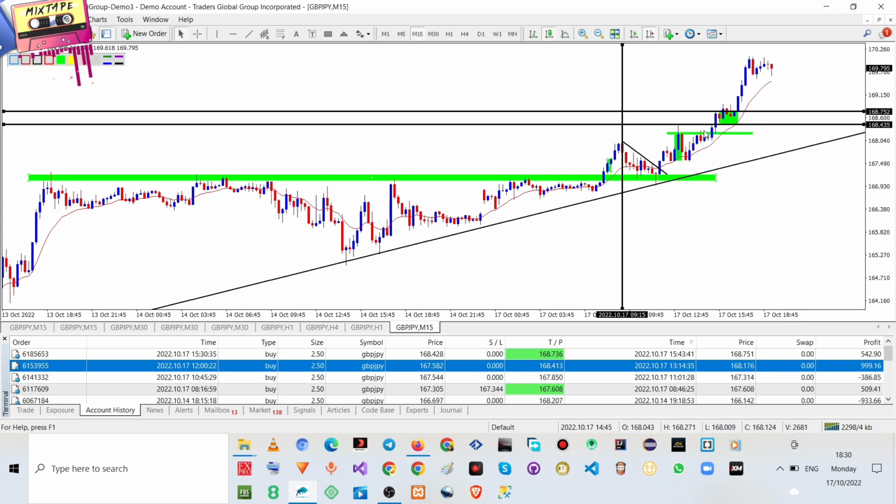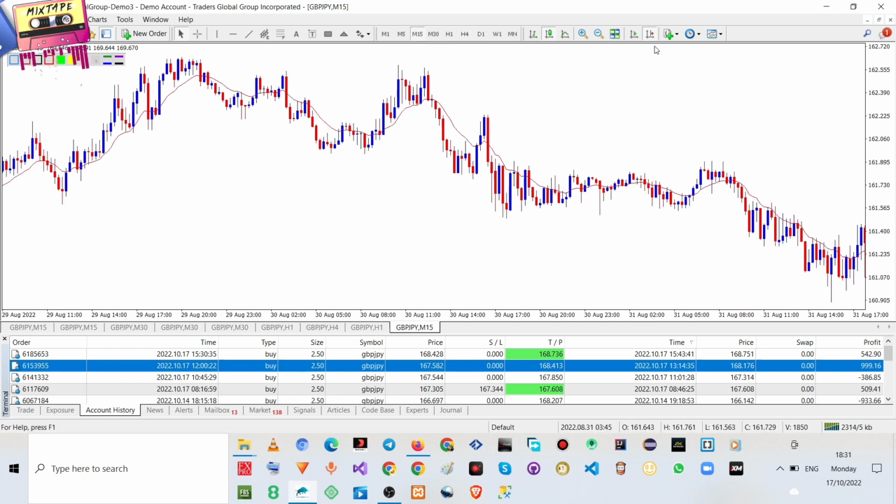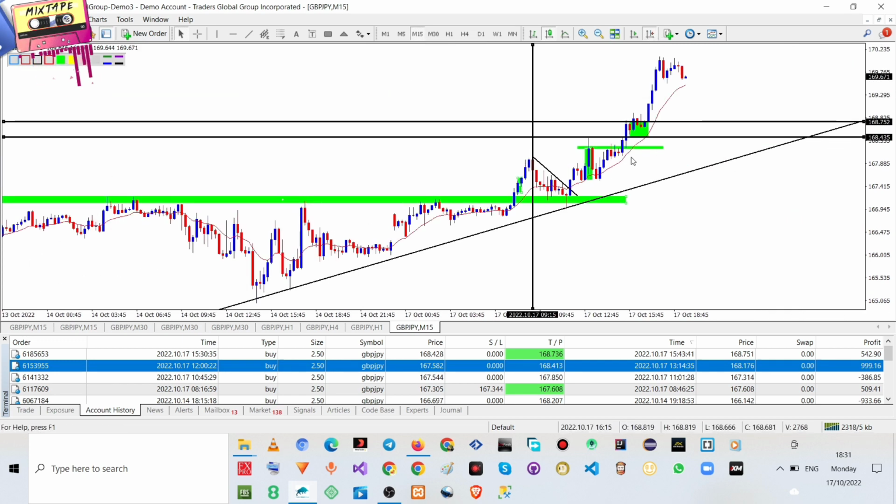So that's basically the trade that I took. It was resistance that had broken. Then I took the trade. Because of the market structure that was bullish, that's why I was only looking for buying trades.